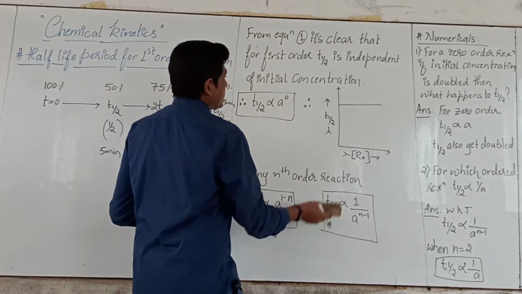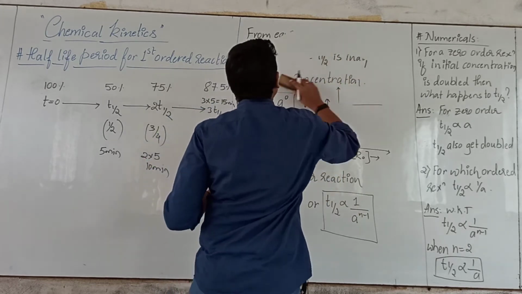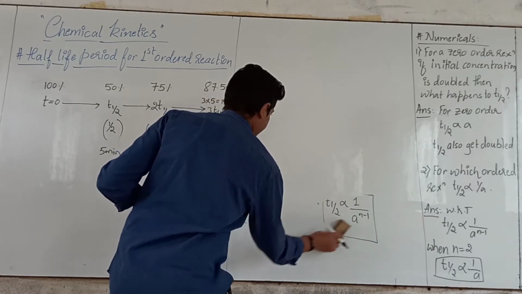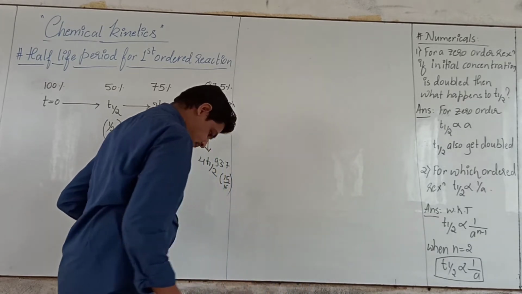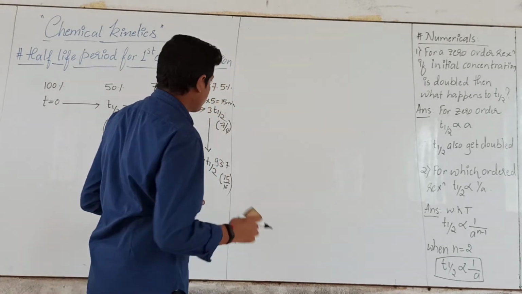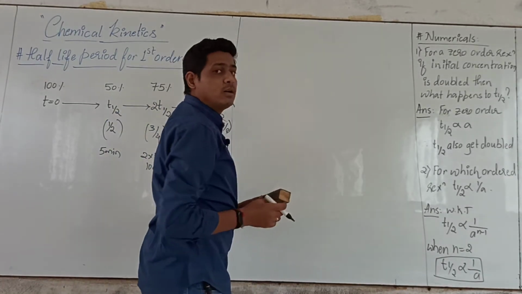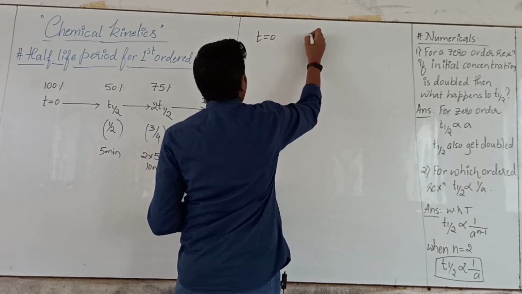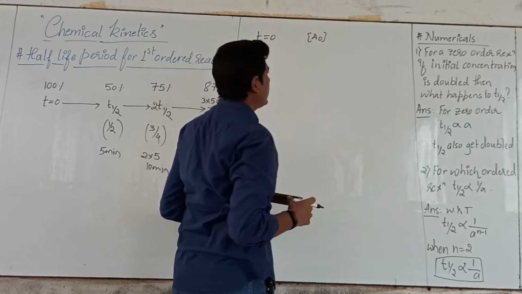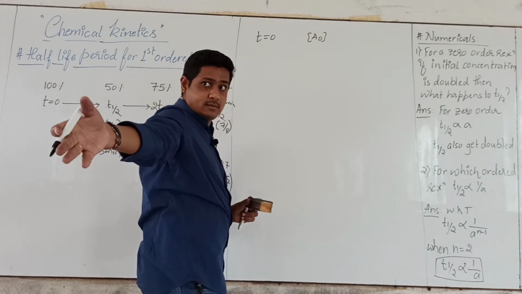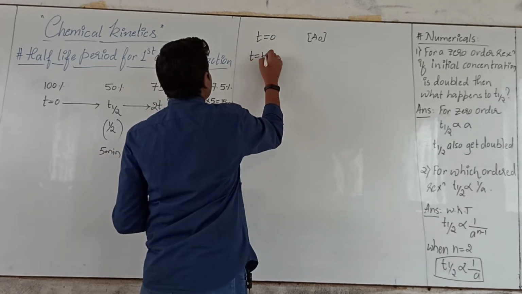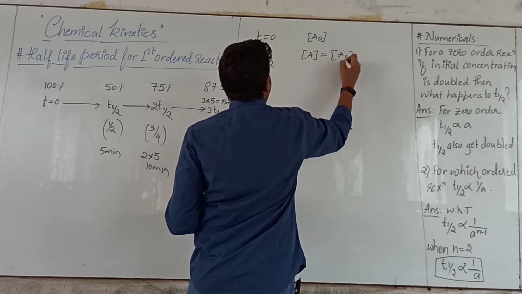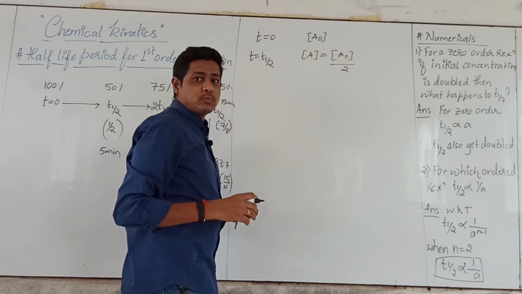Another important concept here is, when time is equal to 0, only the initial concentration is there. Then when t is equal to t half, A is equal to A naught by 2.